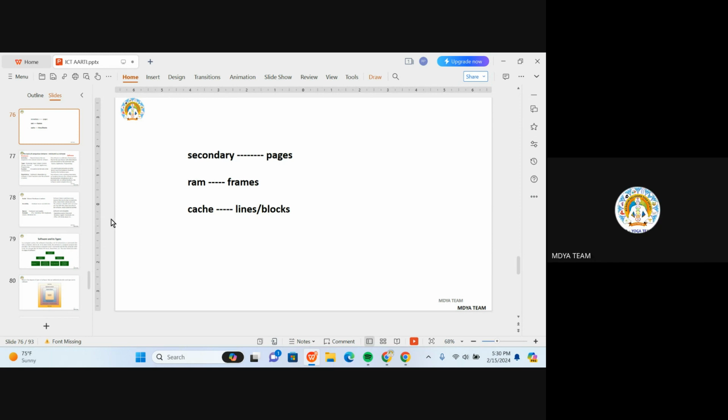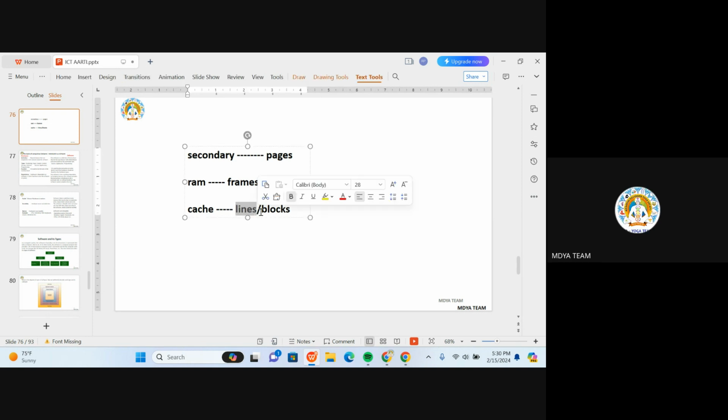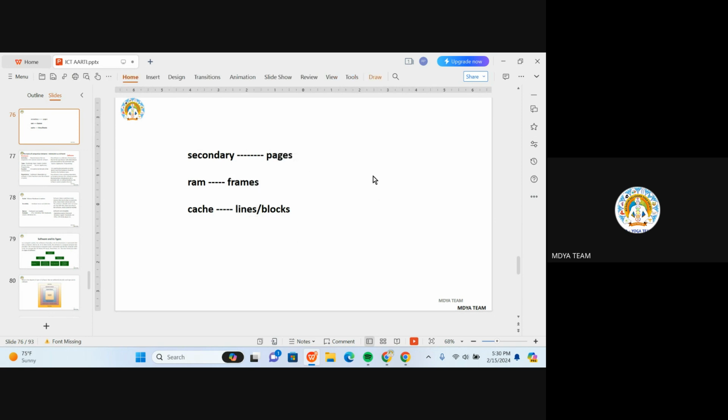Ma'am, can you explain what frames, lines, and blocks are? Is it something simple? Lines means simply what we know, a line is a line. Yes, data executes line by line. And in frames, as we see, one thing more, pages.